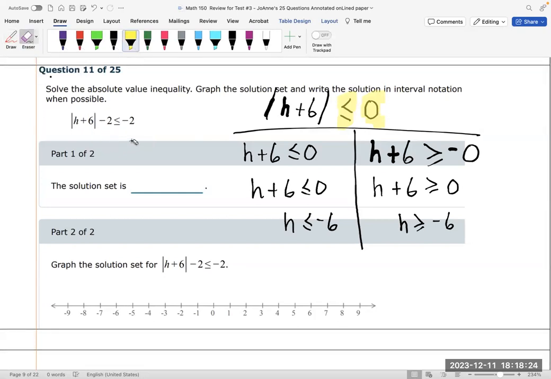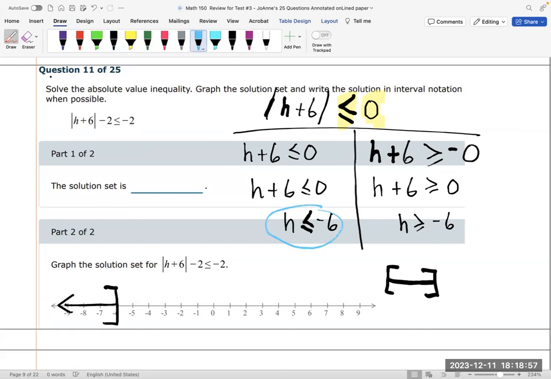When you go back and look at it, well, let's finish it out. If we're to graph it, this is an and. When our absolute value is less than or equal to something, we're going to have our graph looking something like this. So in this case, h is less than or equal to -6. So less than or equal to -6 would go that way.